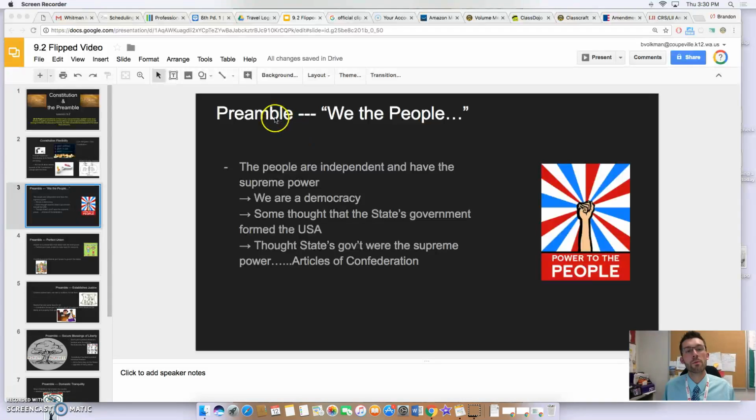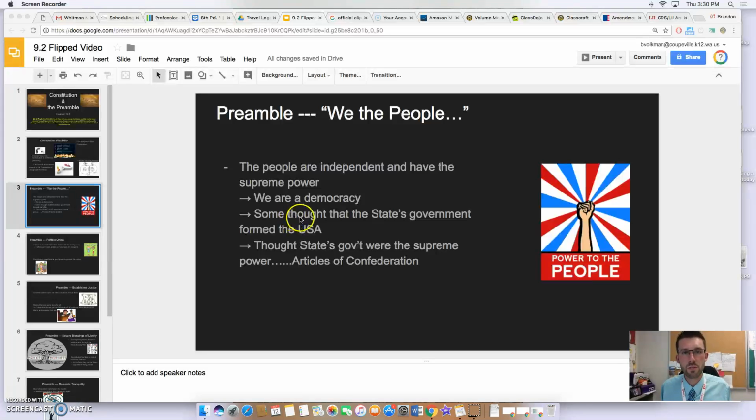It starts with these words: we the people. What exactly does that mean? And what does that tell us? That tells us that it is the citizens, it is the people that are independent of the government, and that they have the final and supreme power. Not the government, it's the people. We are the democracy, and without the citizens, there is no United States of America.